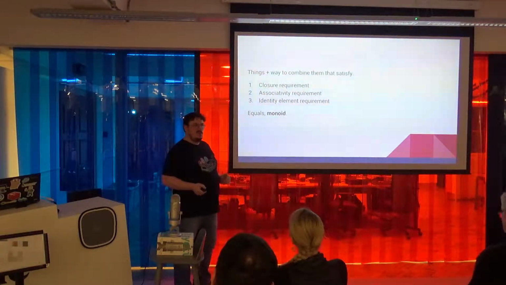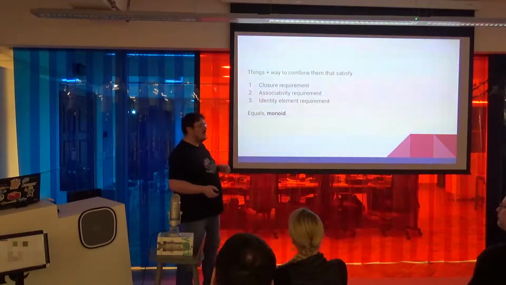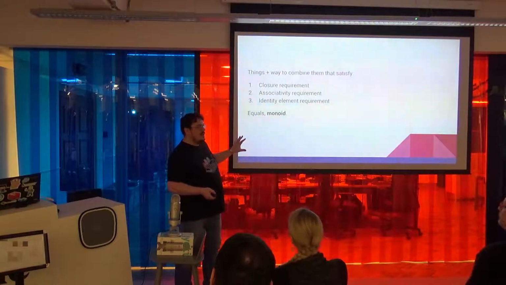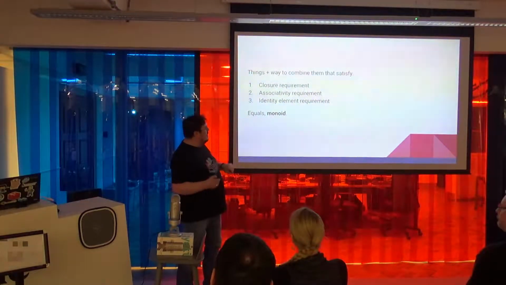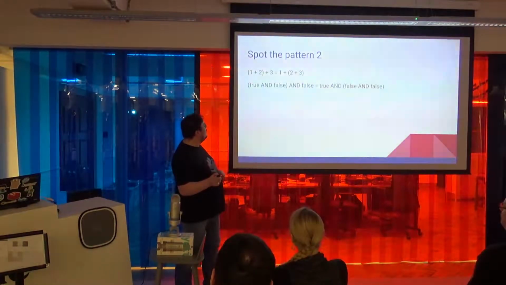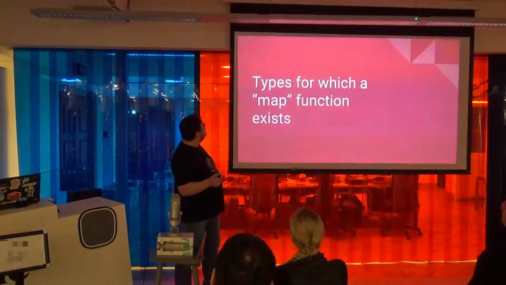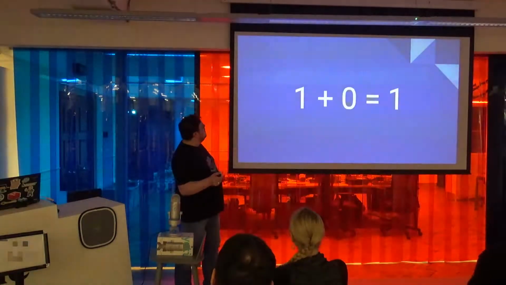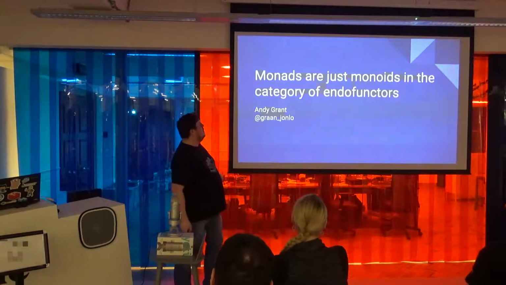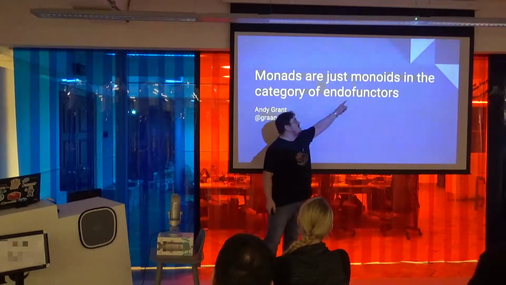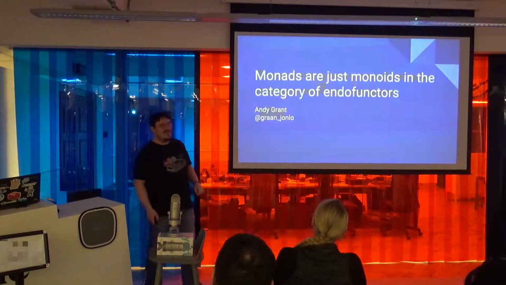I've got through that so much faster than I thought I would that I might actually go back and do the functors. Is everyone cool with that being a monoid? And monads are, if I go all the way, boom, monads are just monoids in the category of endofunctors.